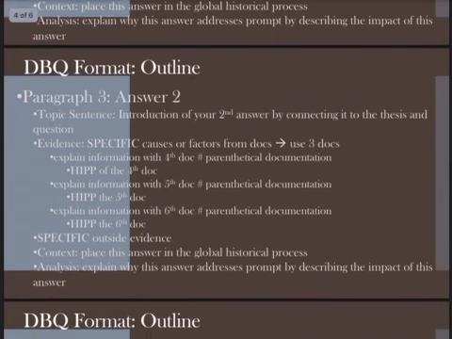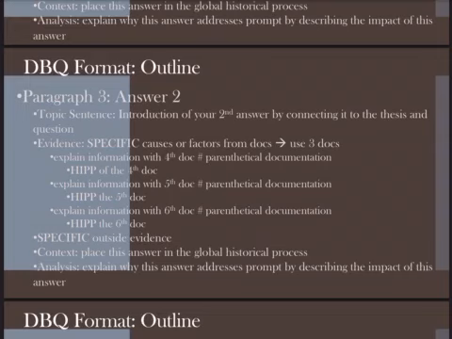And you'll notice paragraph 3, which is about answer 2, the second answer that's presented in your thesis. It's the exact same format, but now you're using 3 different documents to support this second answer. But everything else is structured the same. You have your topic sentence introducing your second answer. Then you begin using your documents to support your answer. And the interpretation must be explained in a way that connects to your thesis and supports it as an answer.